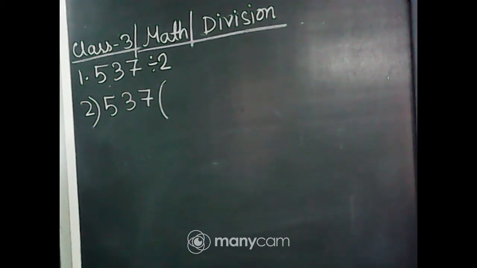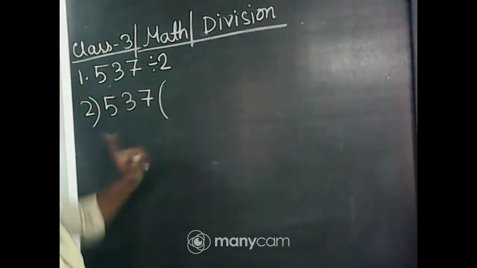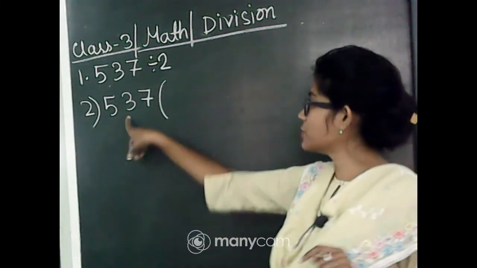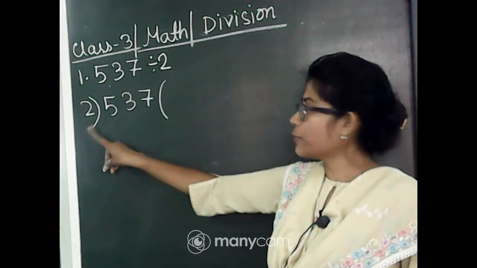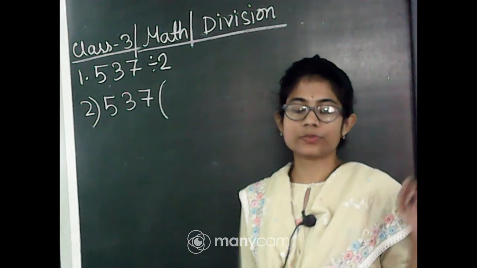Now see, here we all know that 537 is the dividend, okay, and 2 is the divisor. Now we have to divide. Now what's the rule of division?